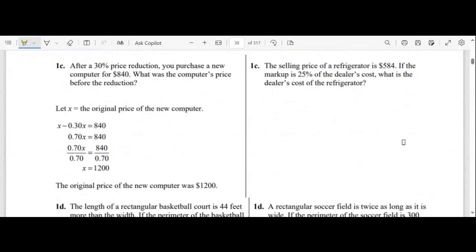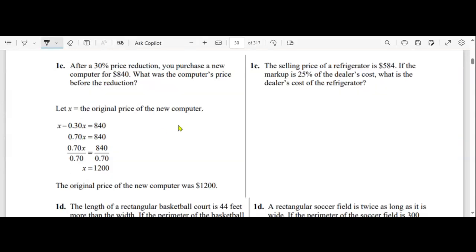Okay. I need someone to read. Yes. The selling price of a refrigerator is $584, and the markup is 25% of the dealer's cost. What is the dealer's cost of the refrigerator? I need someone else to read it. Yes. The selling price of a refrigerator is $584. If the markup is 25% of the dealer's cost, what is the dealer's cost of the refrigerator?